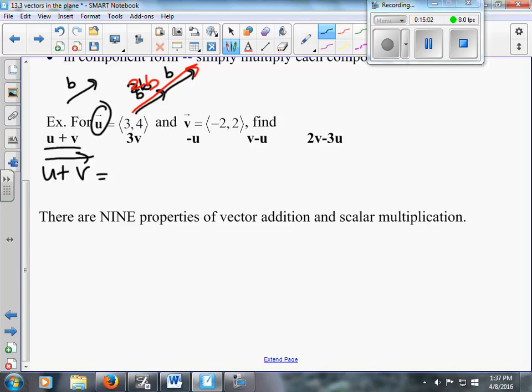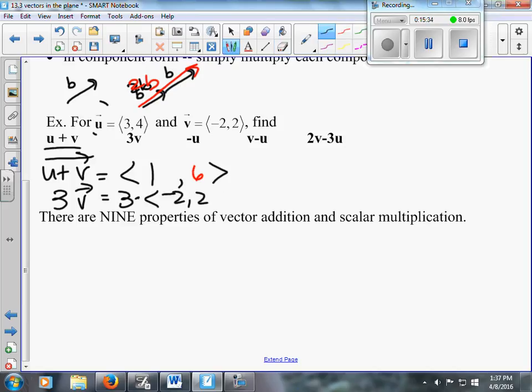And then for the y component, I'll have 2 and -4. So it's -2. And then why don't you go ahead and do 2v minus 3u for your homework. So go ahead and pause this, double the components in u, triple the components in v, and then subtract, and you will get one vector. Okay, so once you're done doing that, unpause, and there are 9 properties of vector addition and scalar multiplication.